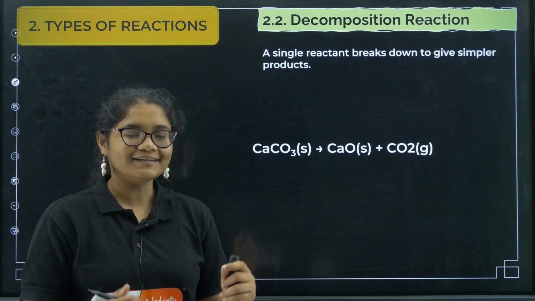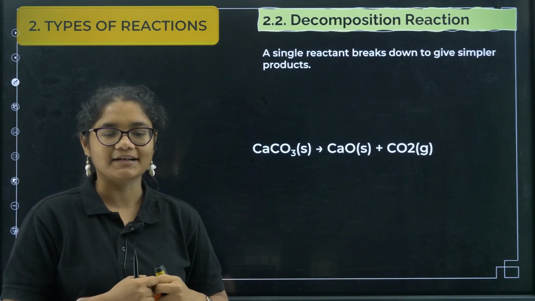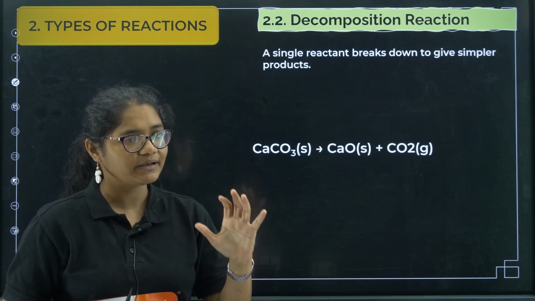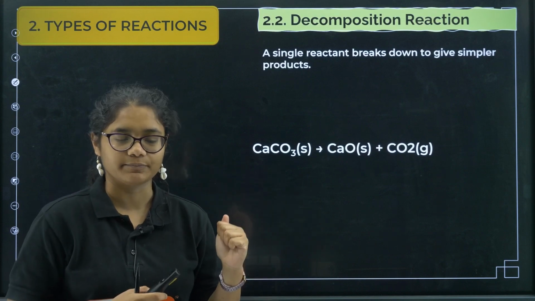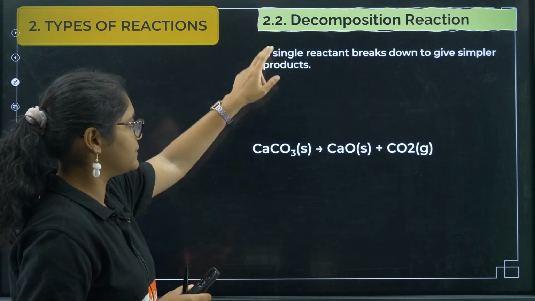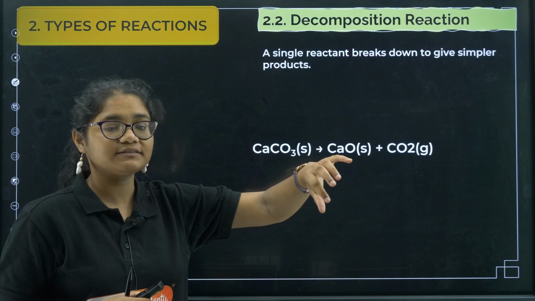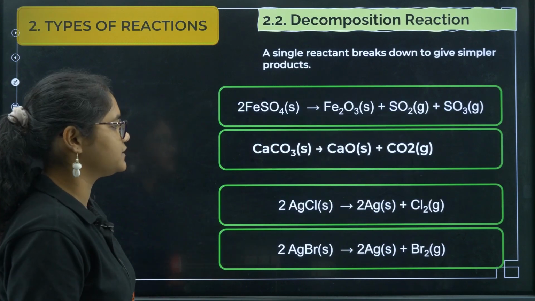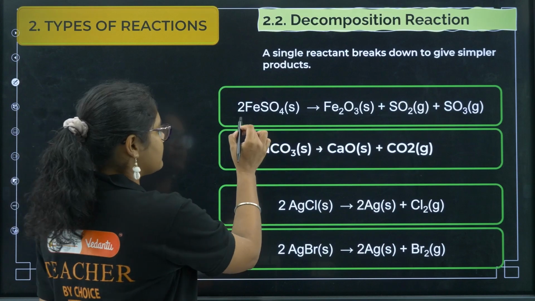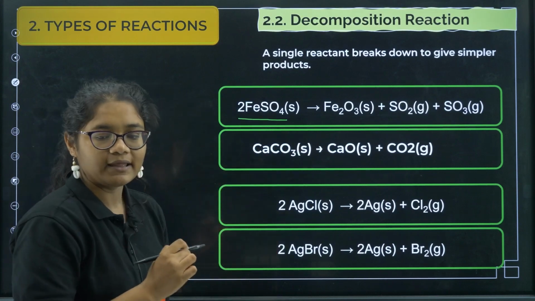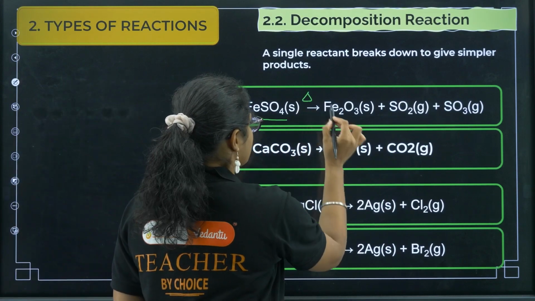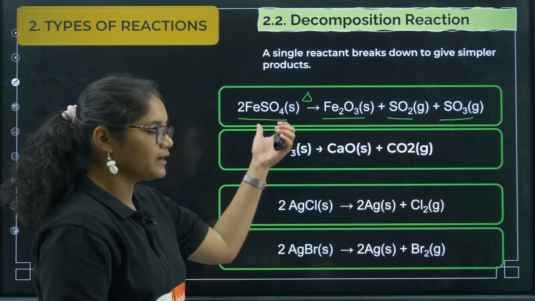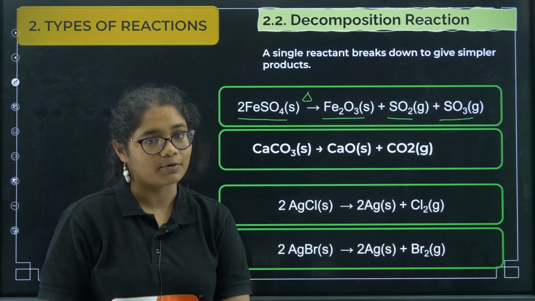Okay, let us see now the second type of reaction, that is decomposition reaction. So this decomposition reaction is completely opposite to combination reaction. In decomposition reaction, what happens? A single reactant breaks down to give you many simpler products. Let us see some examples of decomposition reactions here. The first example, FeSO4: if you give heat here, it will break into Fe2O3, SO2 and SO3. So you can see one compound can give you many simpler compounds.